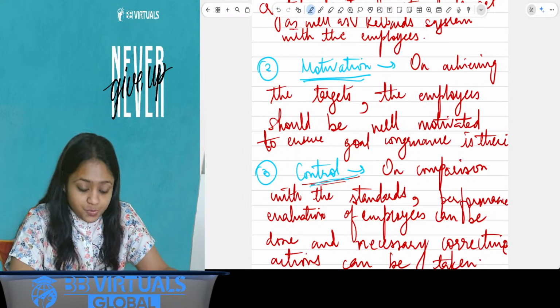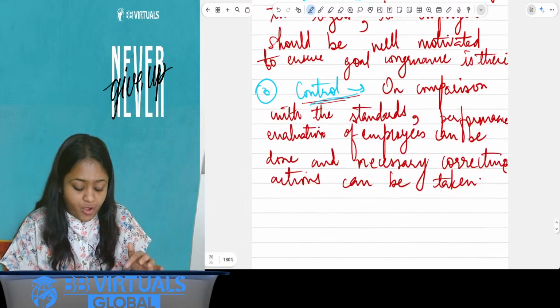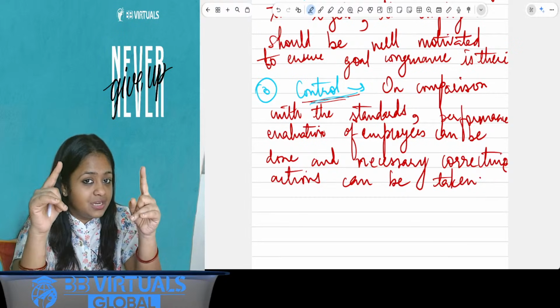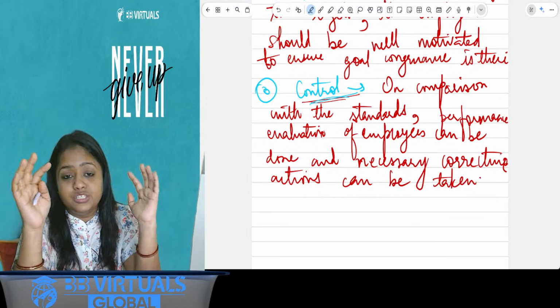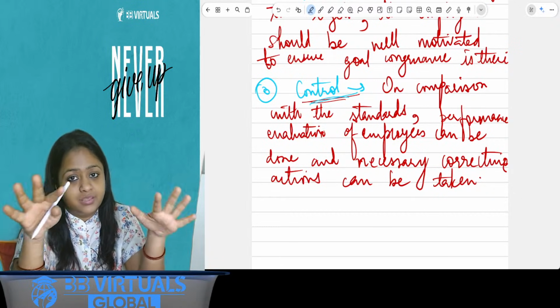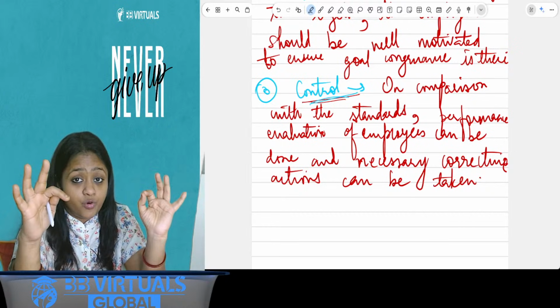Third, there has to be control. Control means that when we do the comparison with the standards, a performance evaluation must be done. Once we do a performance evaluation, the corrective actions must be taken to ensure that the variances are reduced. They are reduced. They are not there. Clear? So we have the three features when we say a reward system.